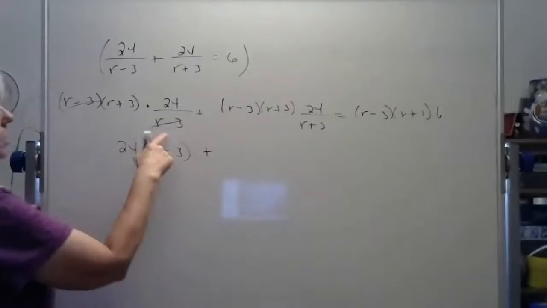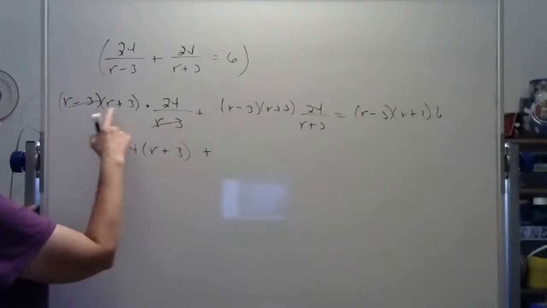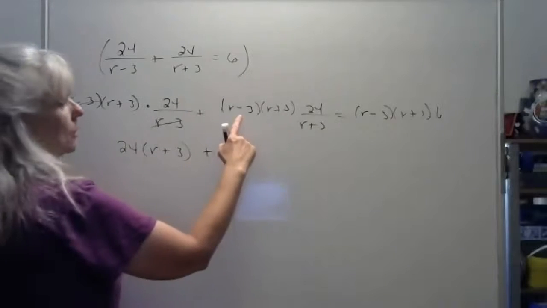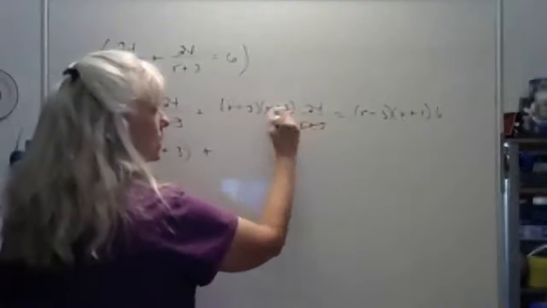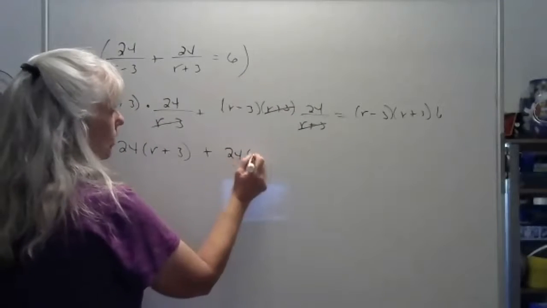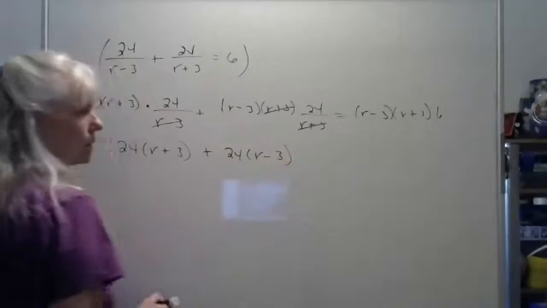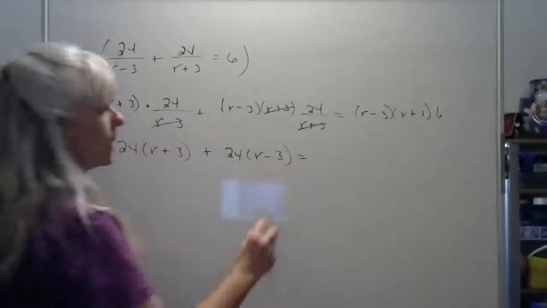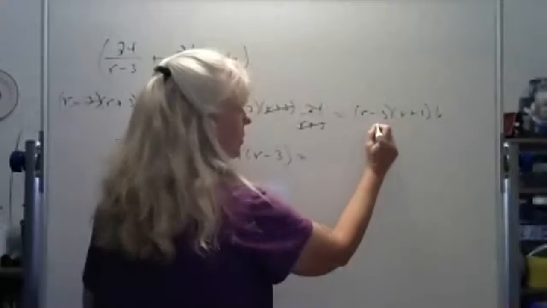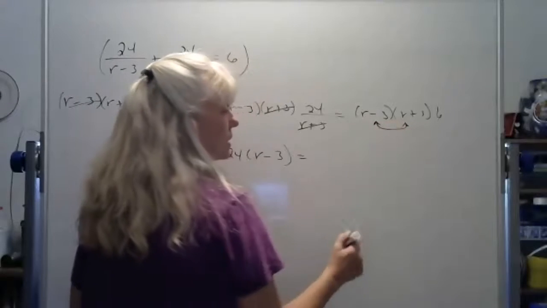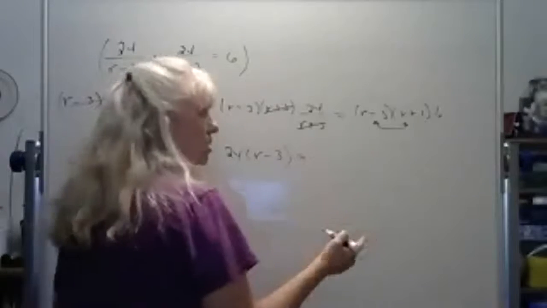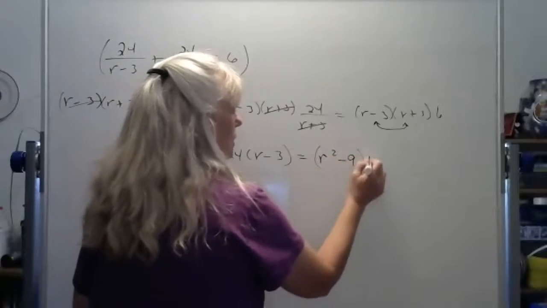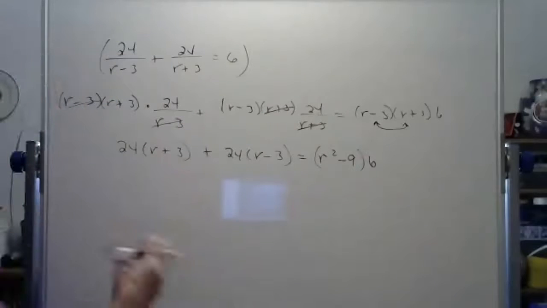Okay, so the r minus 3 cancels. So from the first term, I've got the 24 times the r plus 3. Now from the next term, the r plus 3 would cancel, so I'll have the 24 times the r minus 3. And on the other side, there's nothing to cancel, so I'm going to go ahead and do a little bit of multiplication. I'm going to multiply and FOIL out these two together. Since they're the difference of squares, then we end up with r squared minus 9 times that 6. So I'll multiply the 6 in the next line.